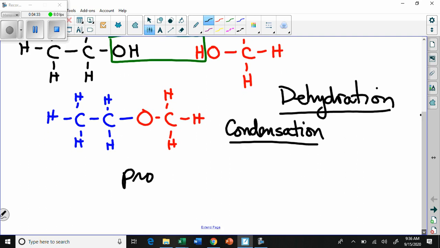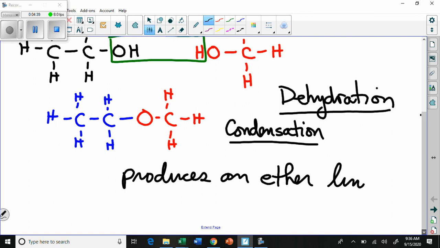Or what I learned to call an ether linkage: a joining of two things linked together by an O, so we call it an ether linkage. Okay?